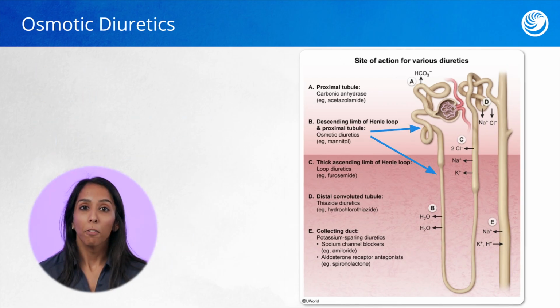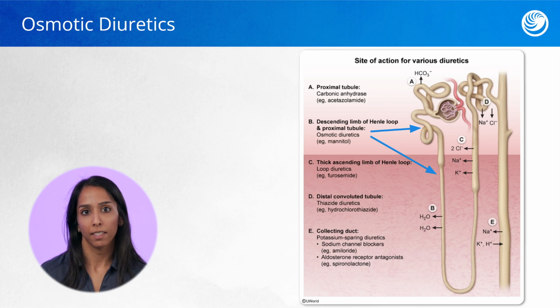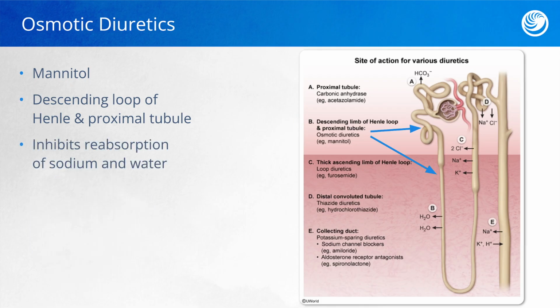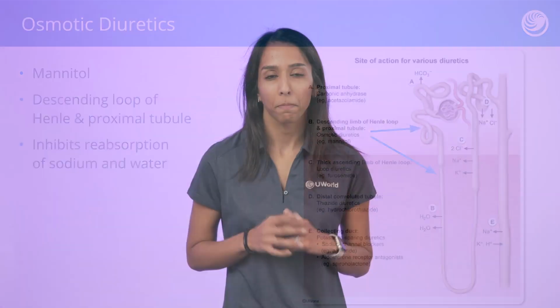The class of diuretics that work in the next part of the nephron are the osmotic diuretics, such as mannitol. Mannitol works in the proximal tubule as well as in the descending loop of Henle to inhibit sodium and water reabsorption. Now, osmotic diuretics are different from the other diuretics as they don't actually block any enzyme or transporter. Instead, these substances are freely filtered in the glomerulus, but they're not able to be reabsorbed.